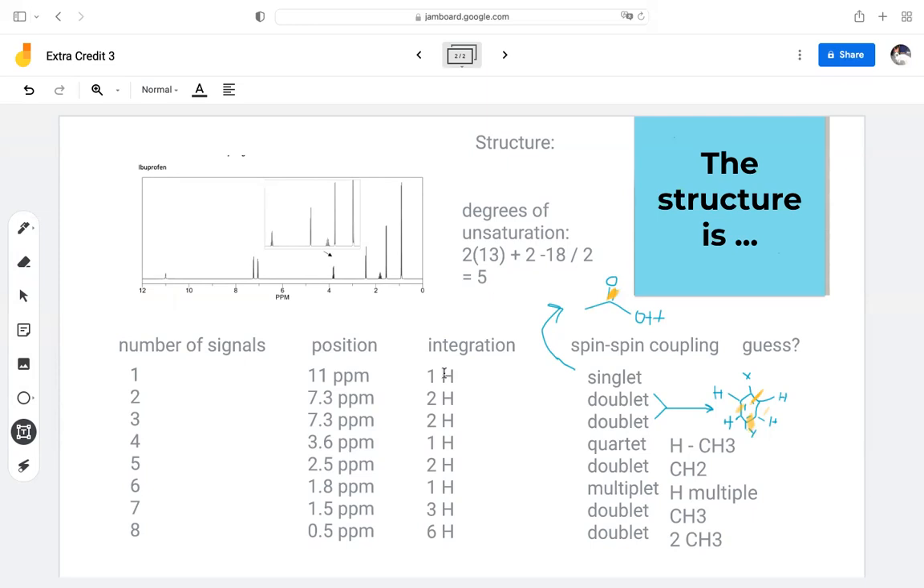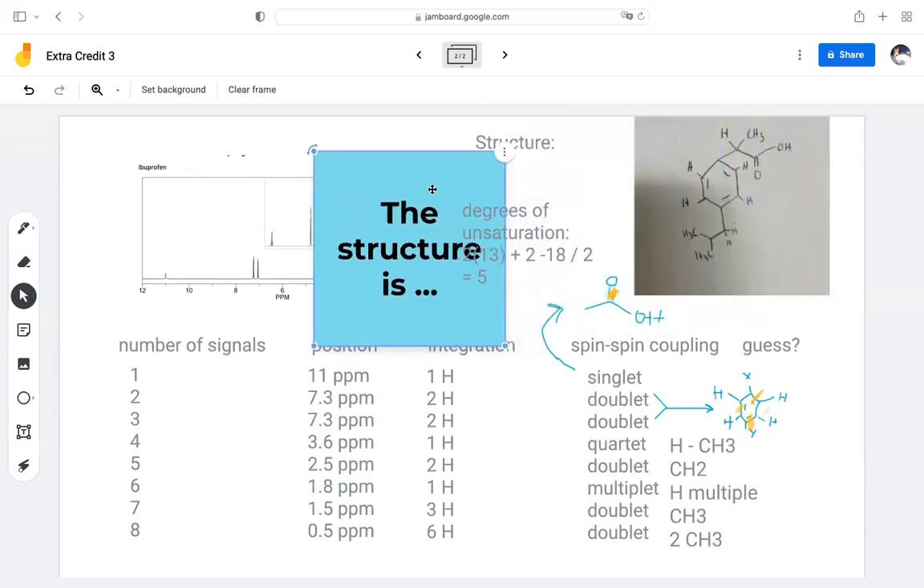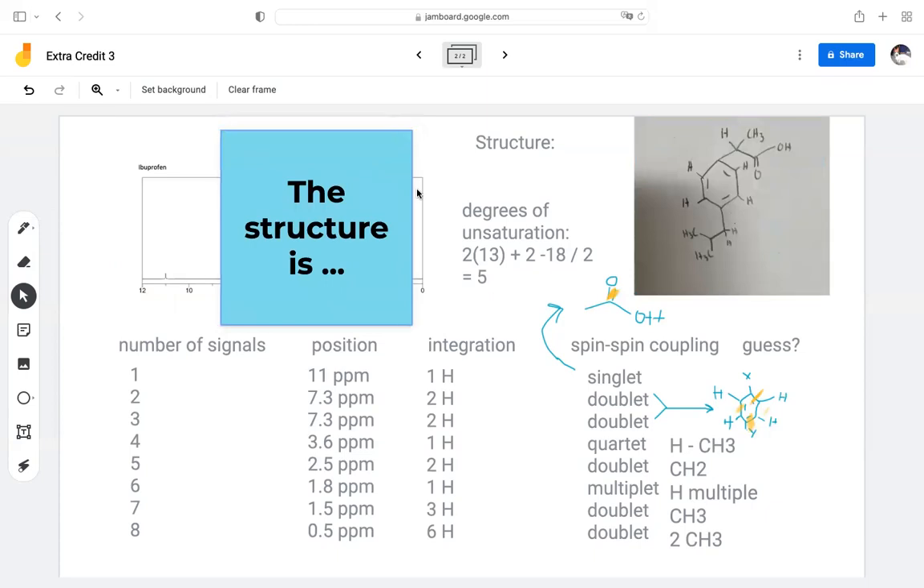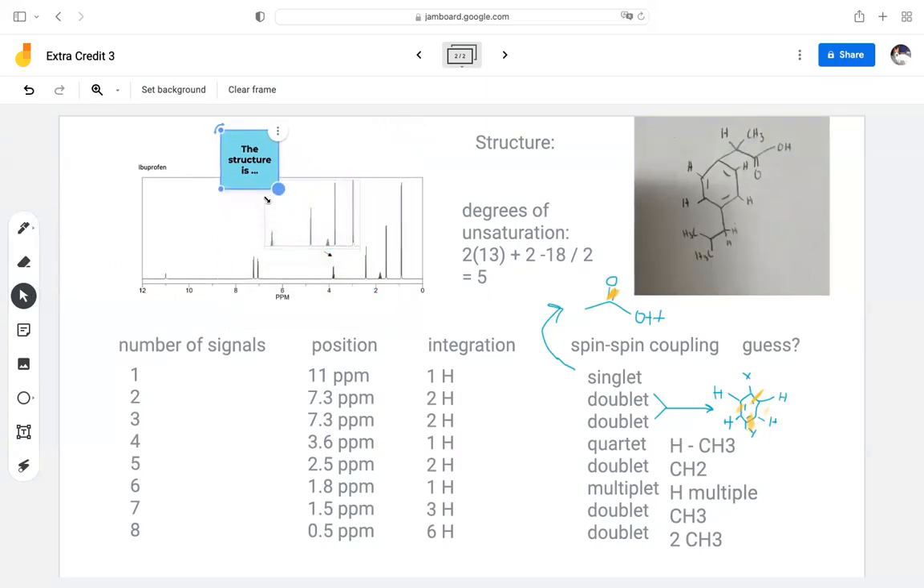be a multiplet and a doublet and all these other spin-spin couplings. So to reveal the structure, which I drew down, the structure is, drum roll, this. So to further analyze this structure here using the table and the NMR.